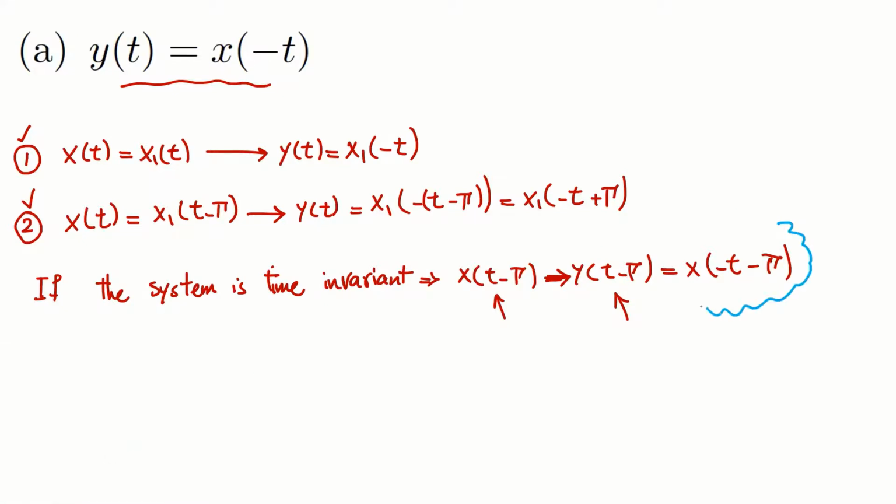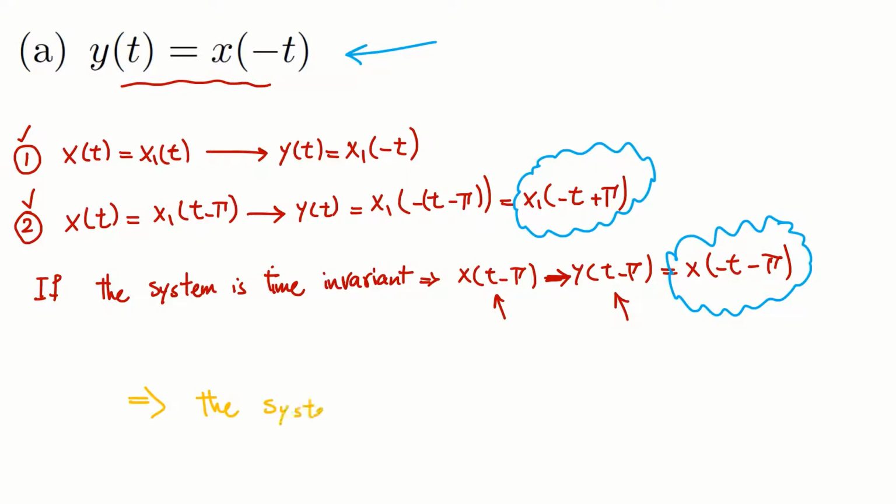So if you consider these two, the one here, which is the time shifted output, and the one that we got from the relationship between input and output by shifting the input by τ, you see that these two are not equal, and we can conclude that this system is time invariant. So we can conclude, sorry, that the system is time varying.